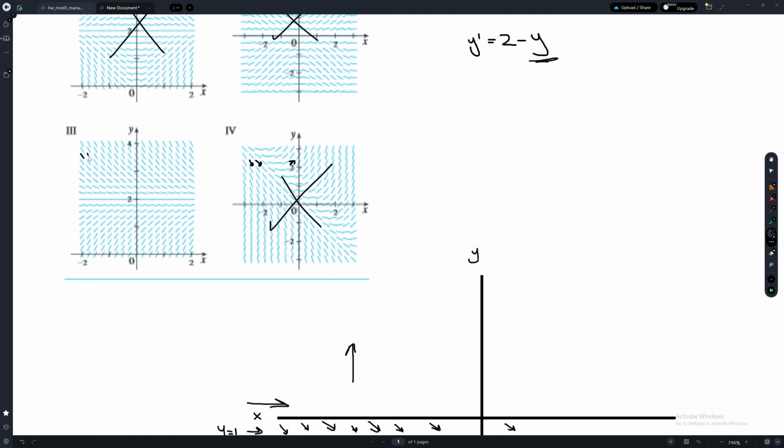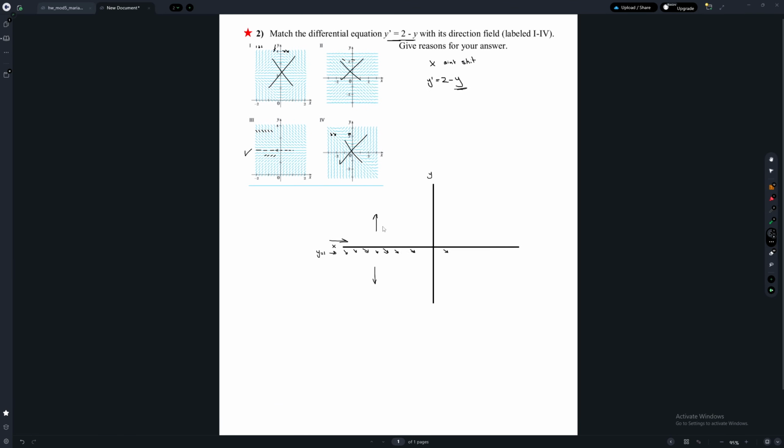So you see all these are the same along the x, they don't change. And you see here, this is all straight along the x. Even here is all straight along the x. And so this is the one for the equation. And that's the easy way you can find it.